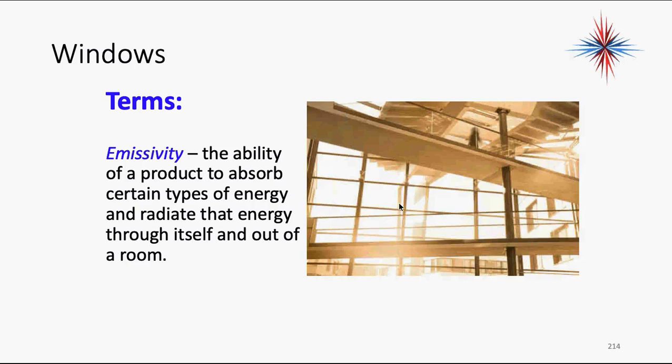Emissivity is the ability of a product to absorb certain types of energy and radiate that energy through itself and out of a room. Again, this glass will absorb heat from inside the space and radiate it out of the space if the outdoor temperature is cooler. I'm not worried about you actually memorizing these terms, because you really don't have to, but you should know what it is when you see it in a write-up of a window type.